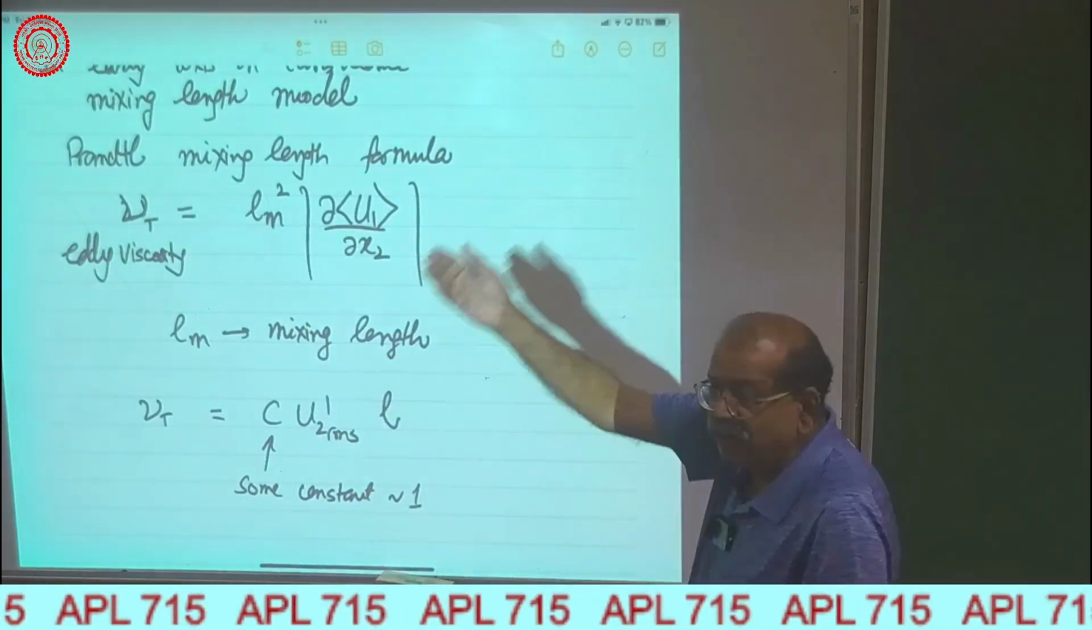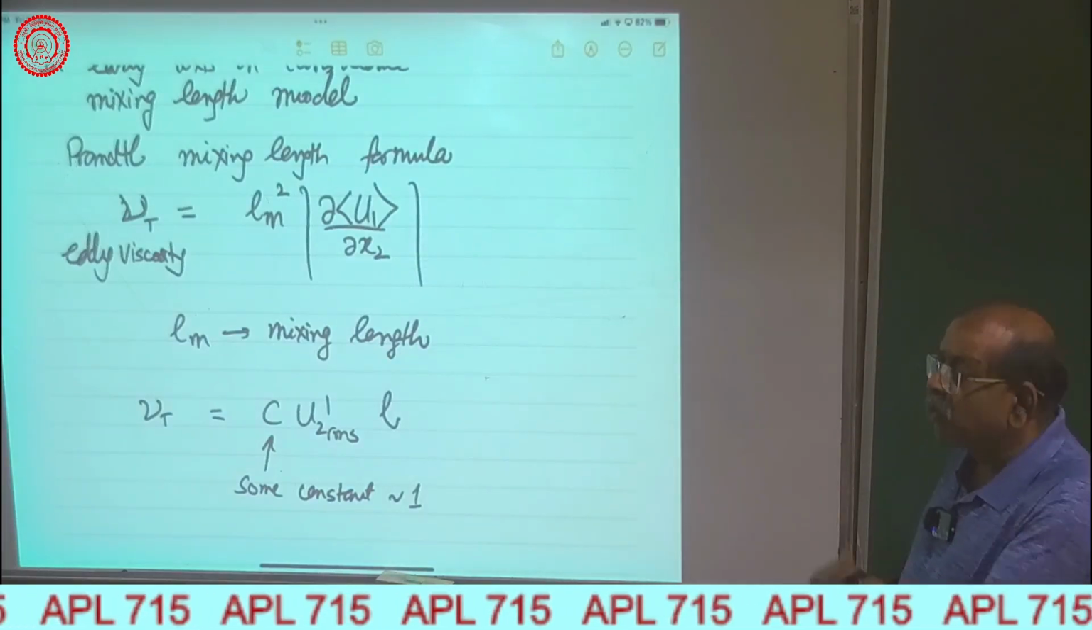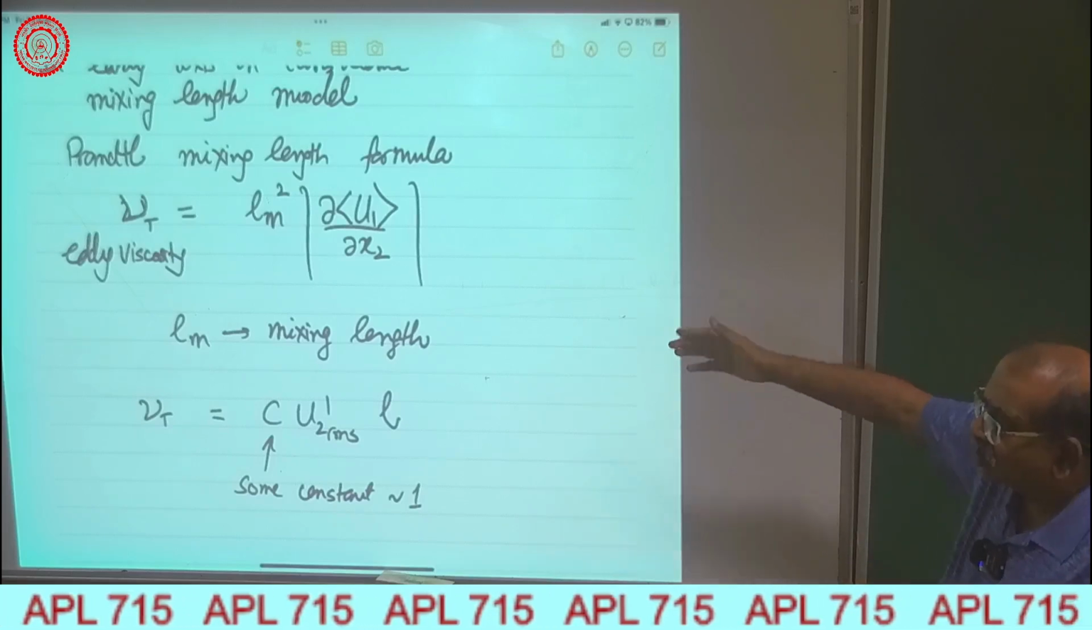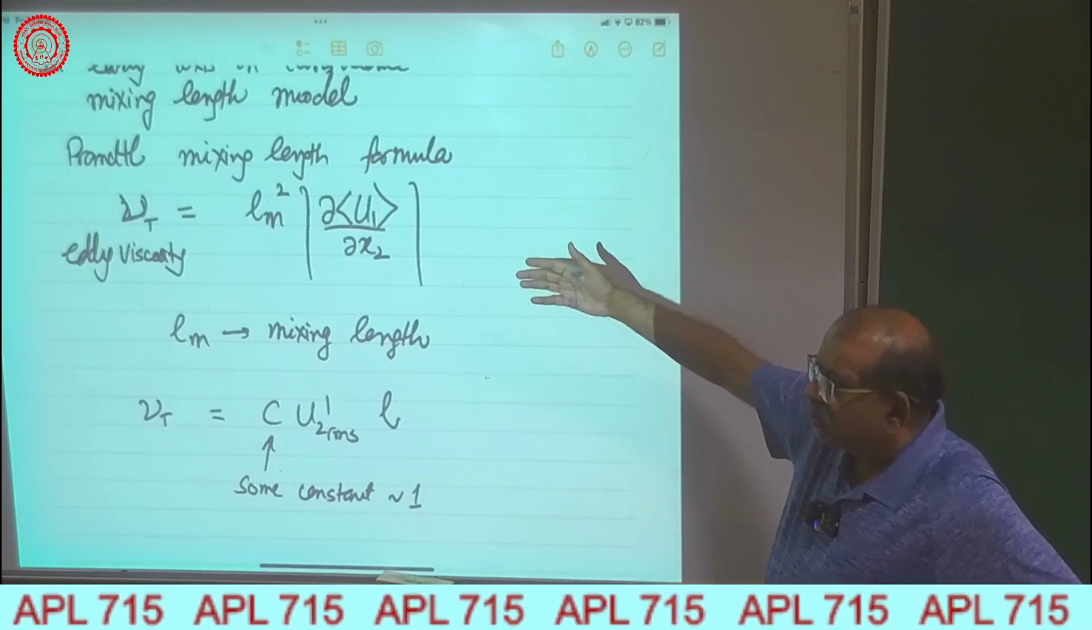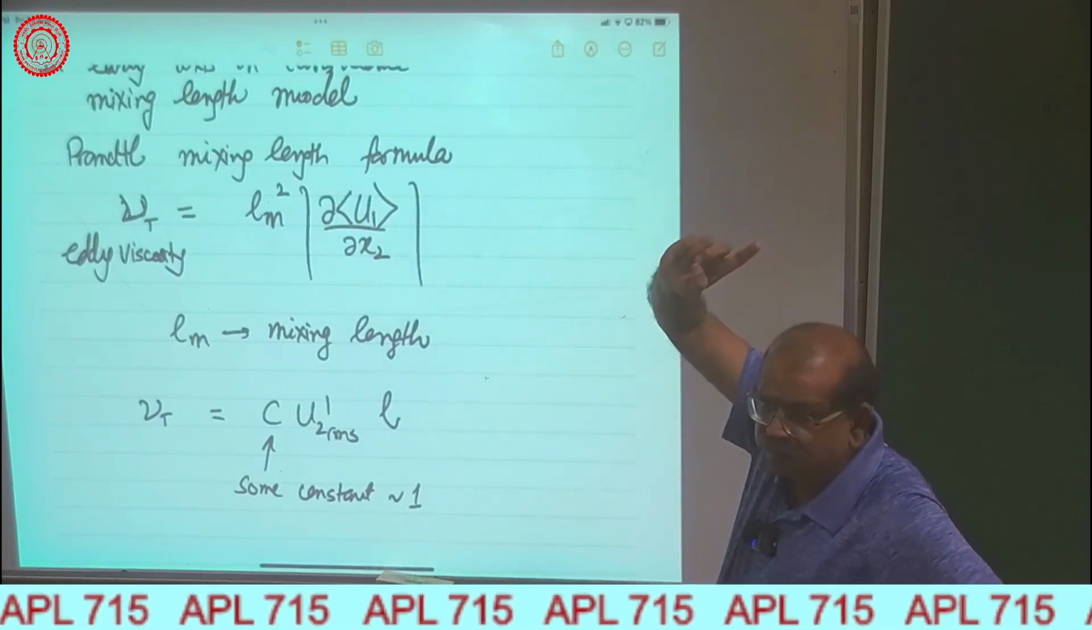Okay. So sometimes you say the size of the eddy. Now what is the size of the eddy? The size of the room. So you put that. Or as we will see when we talk of wall flow, we use a different mixing length. So Prandtl put this in and he put it in the mean flow equation.